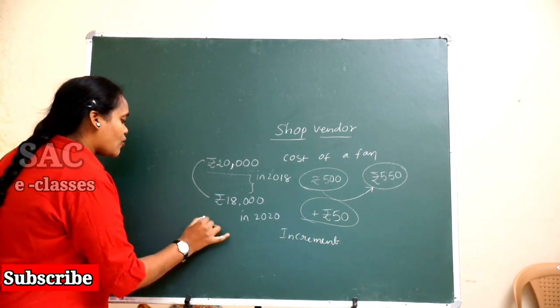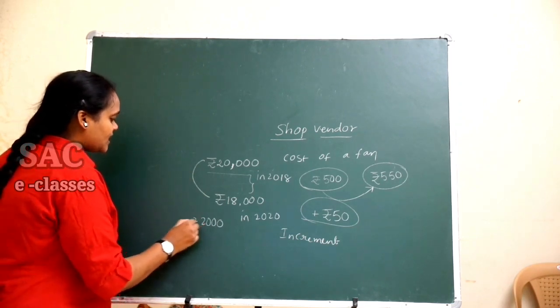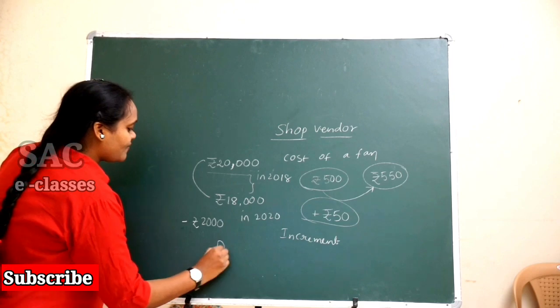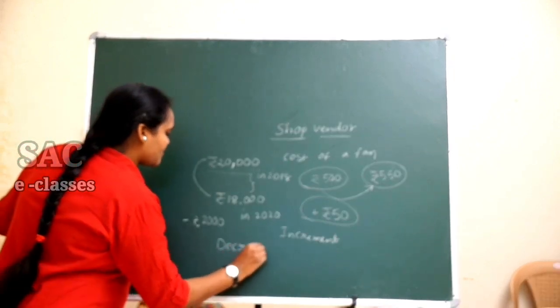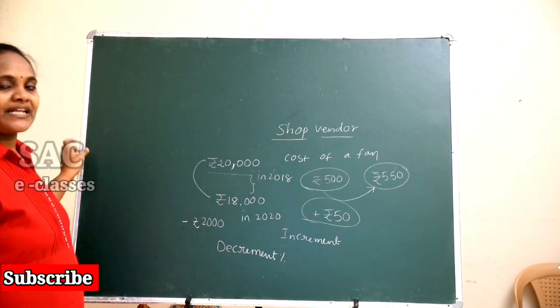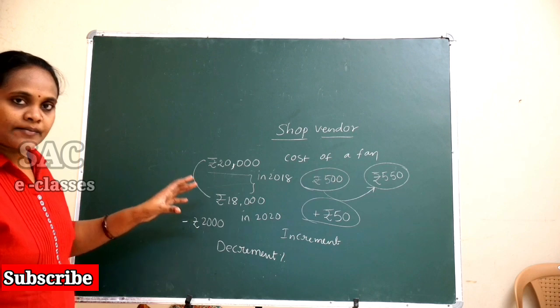Can you observe how much the change is? That is 2000 rupees. It is decreased. So you are very familiar with these words, increment and decrement, and I need not explain them to you. But in what way can we find the increment percentage and decrement percentage?